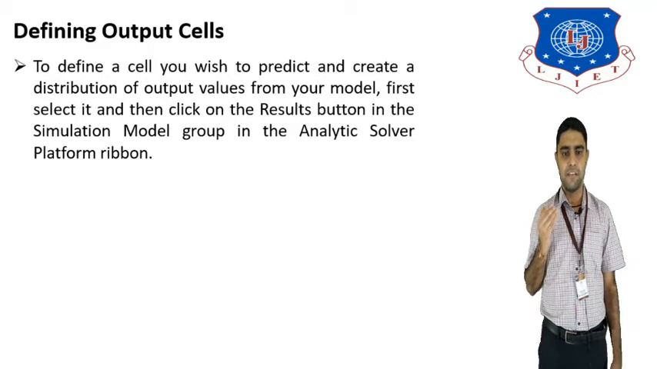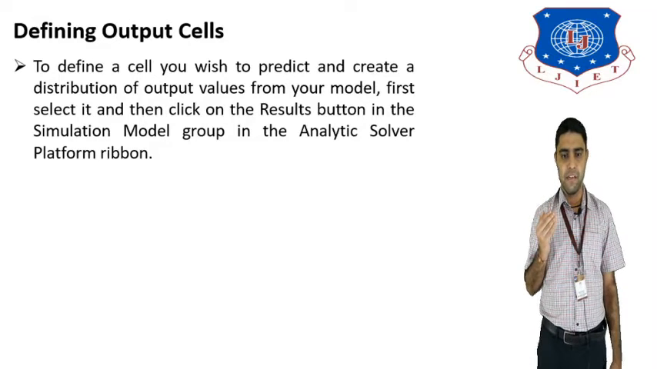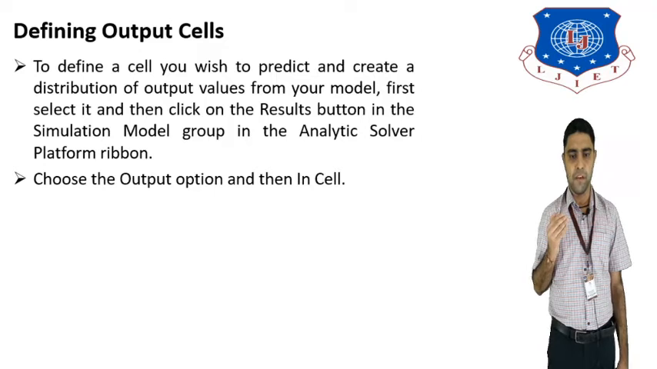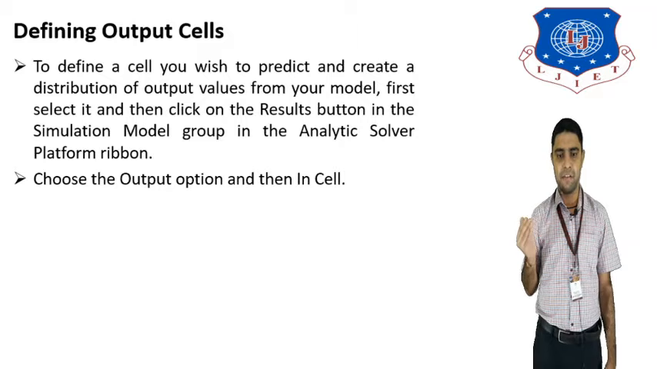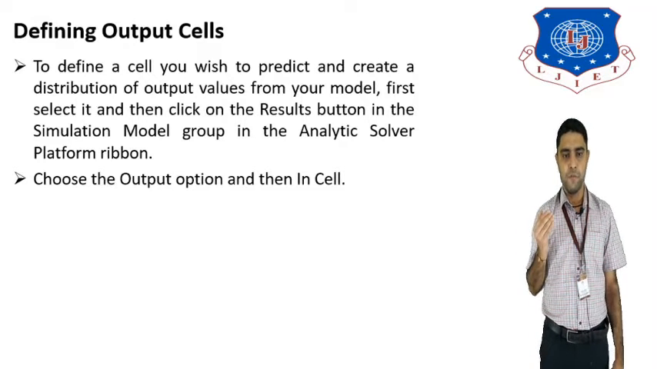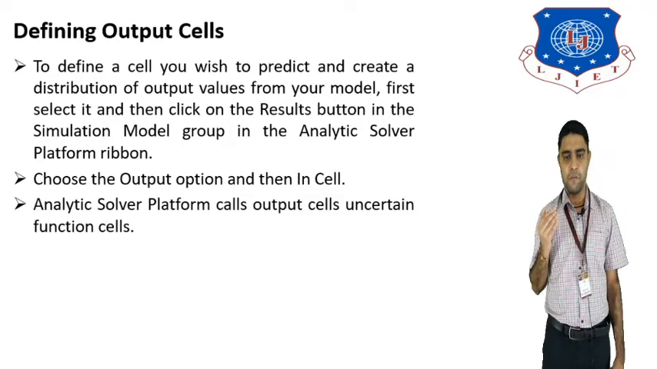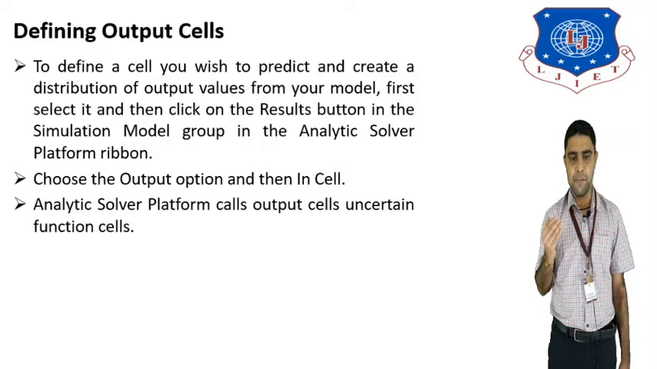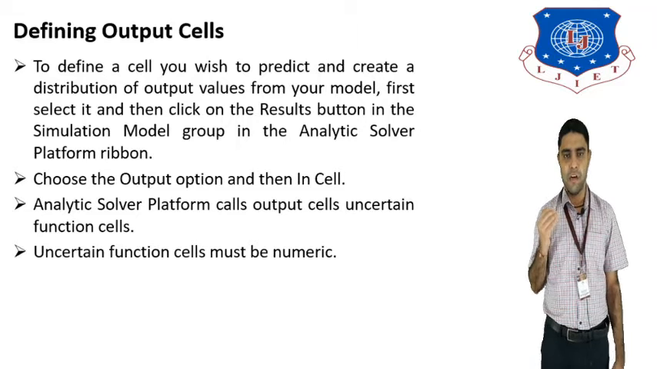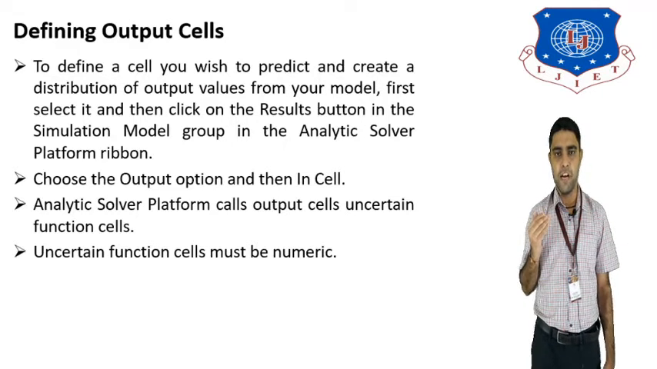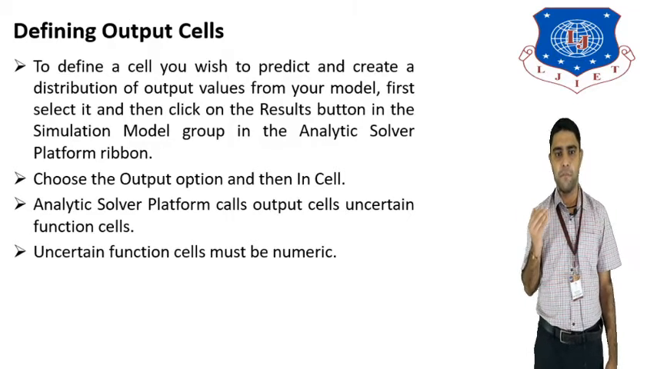Results will be clicked in the simulation group in the Analytic Solver platform. So result will be selected, choose the output option, and then in the cell we will select first the output option and then the result, and then we select the custom Excel function that will be used for the probability distribution function. Once that is done, we will get the output function cell. The uncertain function cell must be numeric, so the uncertain values used in the output should always be numerical. So numerical values will be used in the Analytic Solver platform.